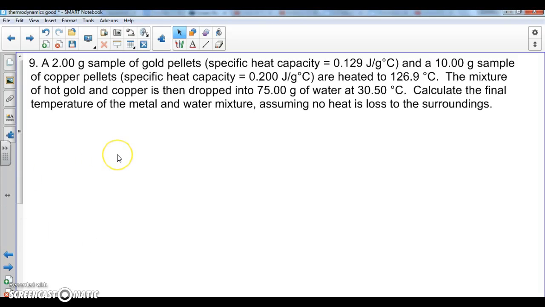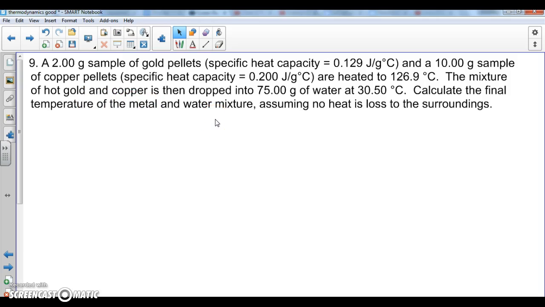Okay, example 9. Final example before you're going to practice some on your own. This problem is quite complex. Probably the most complex algebra problem we'll have done so far this year. If you read through this, you see that we have gold pellets and copper pellets that are put in water. And eventually we can calculate the final temperature of that mixture.